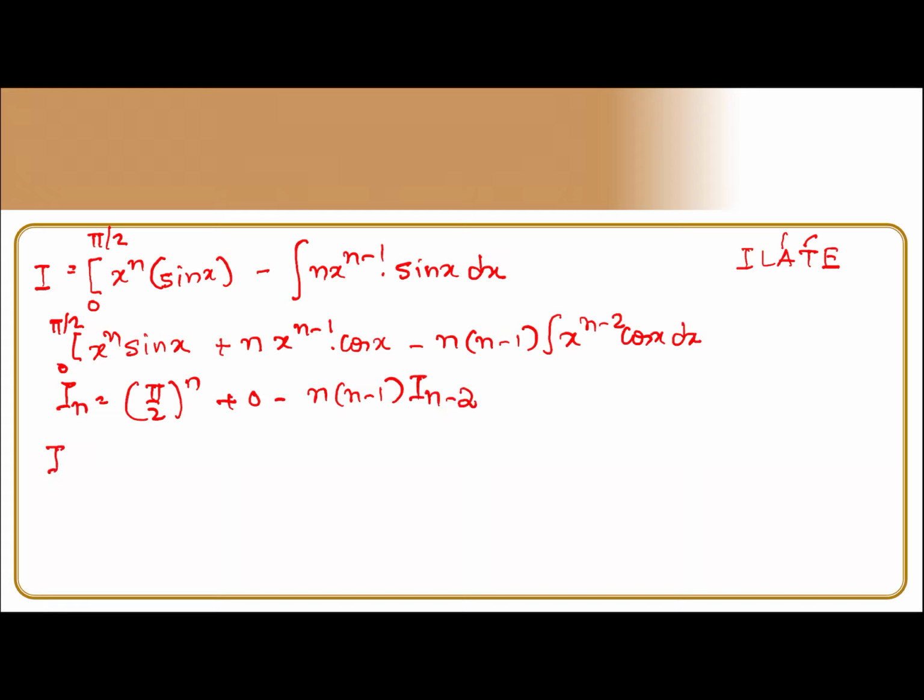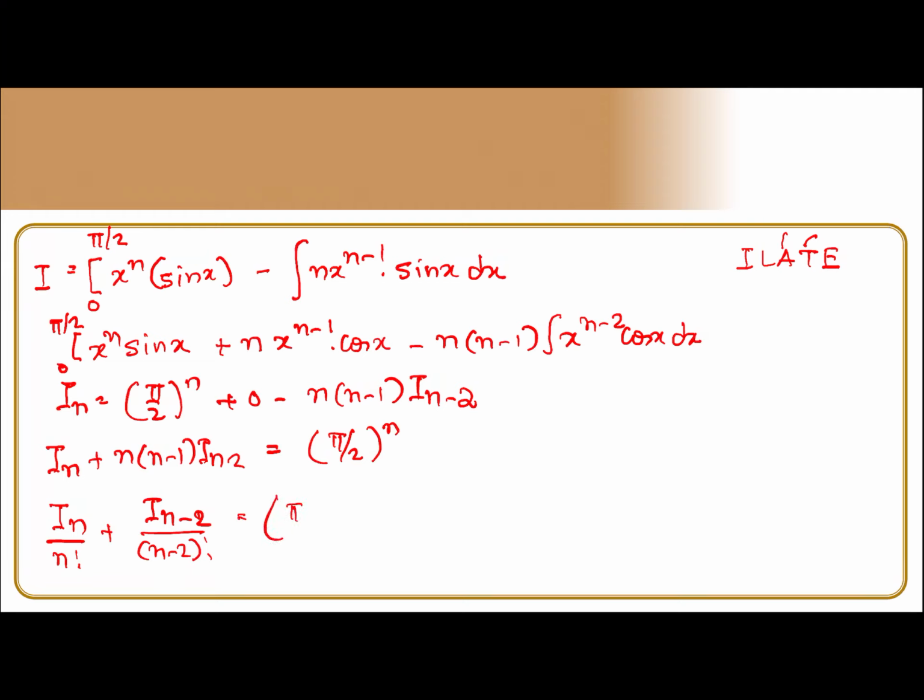That is most important. So we get In plus n into n minus 1 In minus 2 is equal to pi by 2 to the power n. We divide by n factorial. We get In by n factorial plus In minus 2 by n minus 2 factorial will come, because you're dividing by n factorial, n into n minus 1 into n minus 2 factorial will be left over, will cancel, is equal to pi by 2 to the power n by n factorial. So once we got it, he is asking the summation of it.